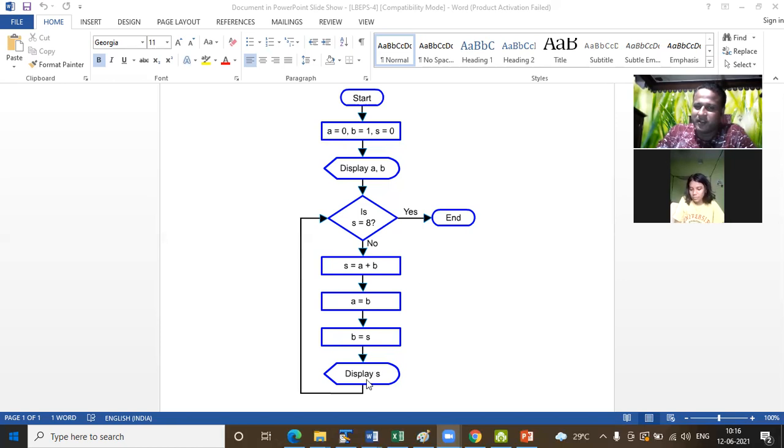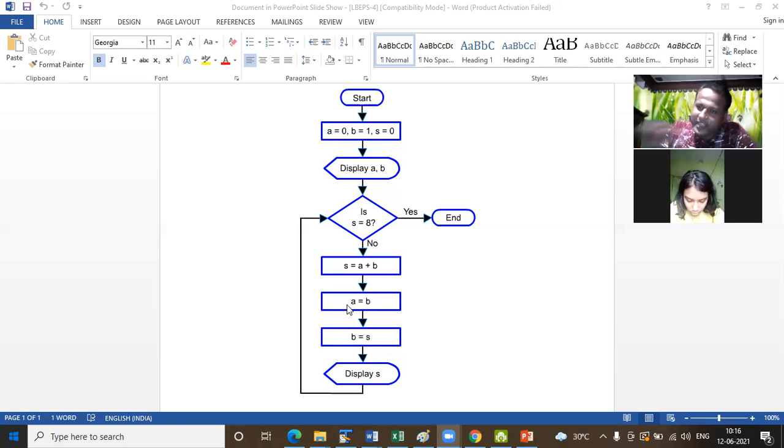Okay. Now it comes to here. Is 5 equal to 8? No. So S is equal to A plus B. A value is 3. B value is 5. Yes, sir. So 3 plus 5 is 8, so S is 8. Now A is equal to B. In B, 5 is stored. Now A is 5.